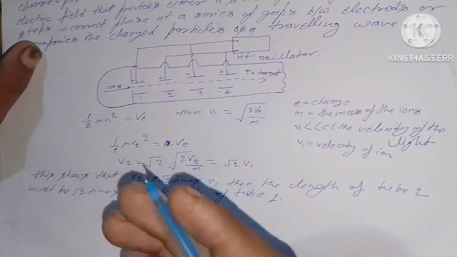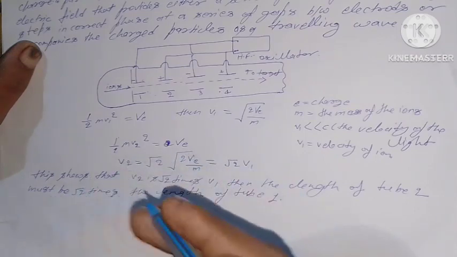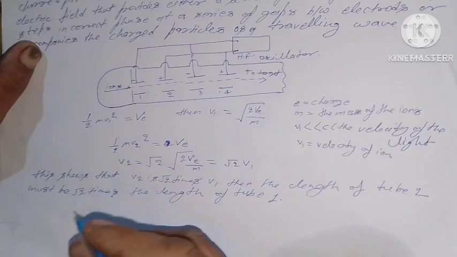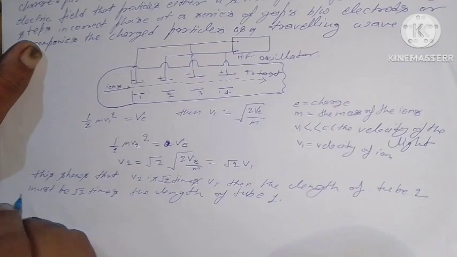For successive acceleration in successive gaps, the tubes 1, 2, 3, 4, etc. must have length proportional to 1, root 2, root 3, root 4, etc. Okay?